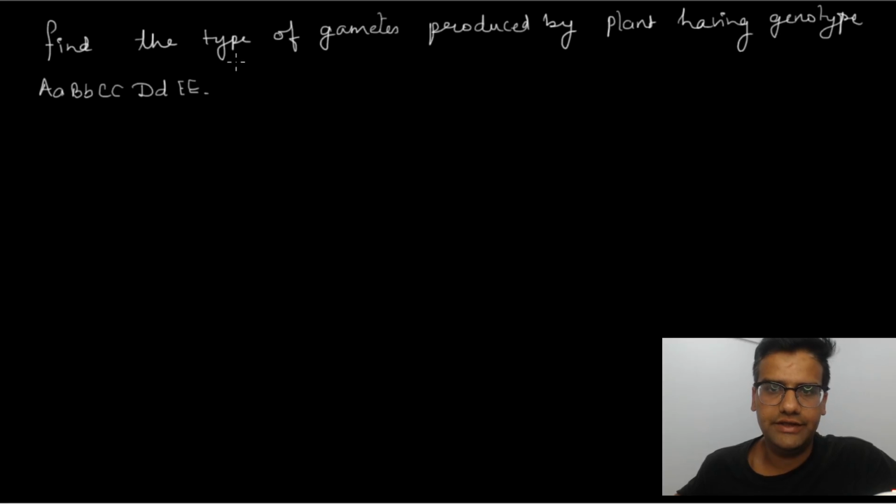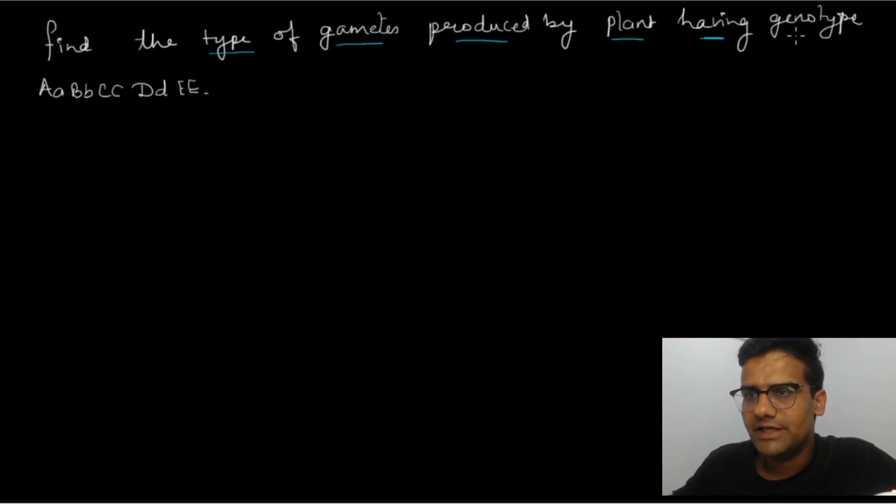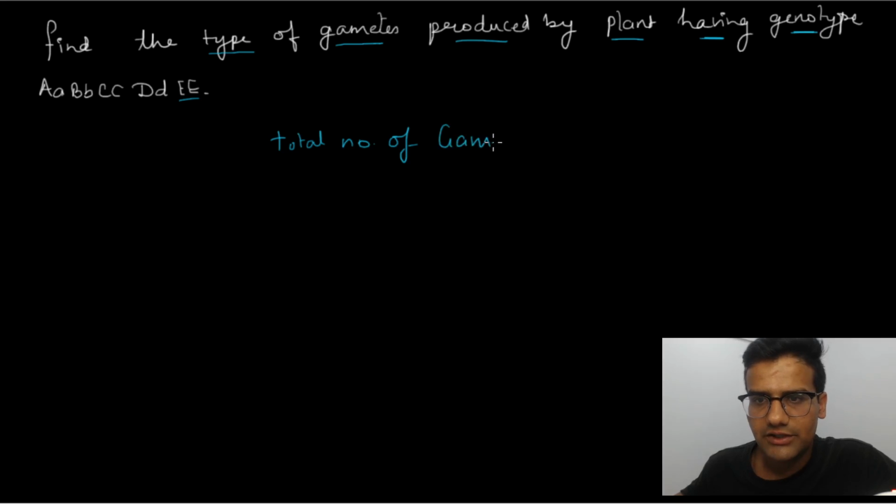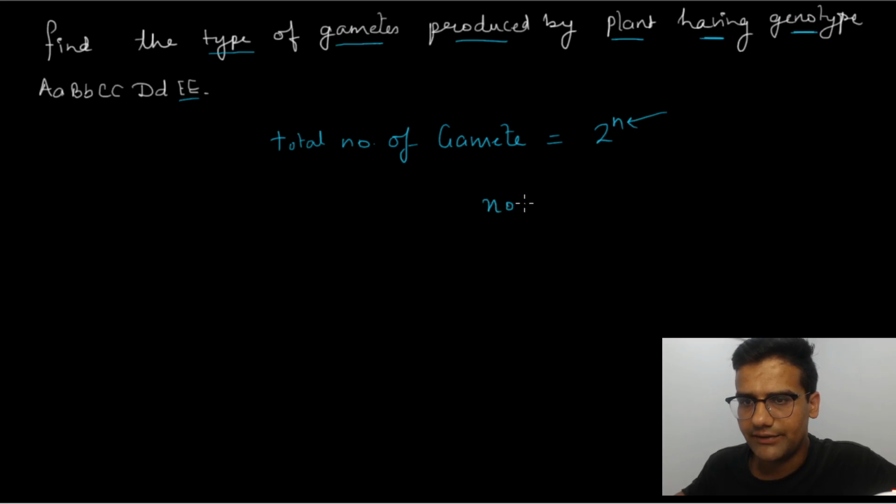The first question is: find the type of gametes produced by the plant having genotype capital A small a, capital B small b, capital C, capital D small d, capital E. The total number of gametes is calculated by the formula 2 to the power n, where n represents the number of heterozygotes.